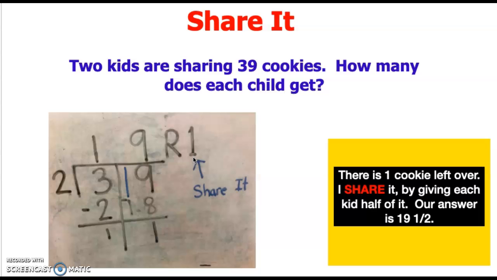In this case, because we're dealing with food, I am going to share the remainder. There is 1 cookie left over. I share it by giving each kid half of it. Our answer is 19 and a half.